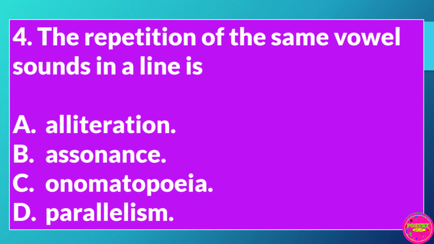Question 4. The repetition of the same vowel sound in a line is A. Alliteration, B. Assonance, C. Onomatopoeia, D. Parallelism. The correct answer to this question is B. The repetition of the same vowel sound in a line is assonance.